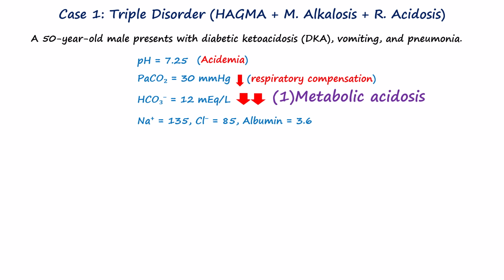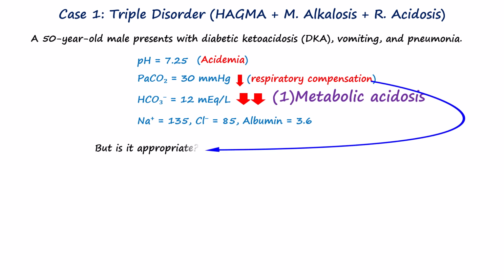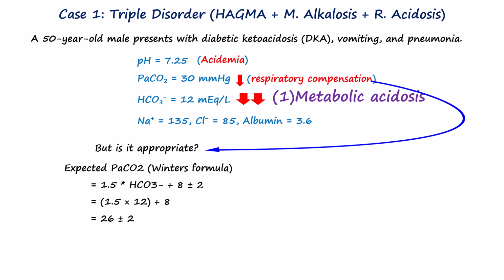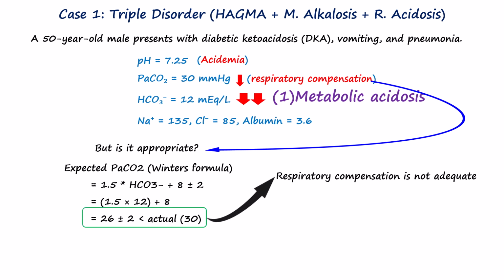So let's check if this compensation is appropriate. Using Winter's formula, we get the expected PaCO2 for pure metabolic acidosis as 26 plus minus 2 mmHg. But the actual PaCO2 of 30 mmHg exceeds this range, meaning that PaCO2 is not lowered enough to compensate for metabolic acidosis. In other words, there is an additional respiratory acidosis, likely from impaired ventilation due to pneumonia.